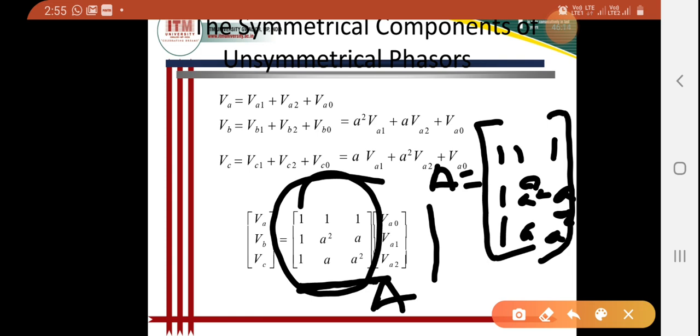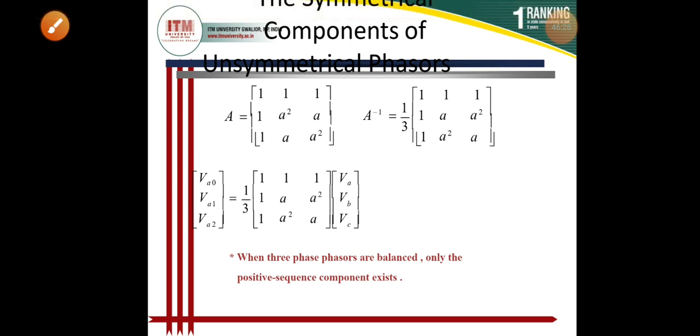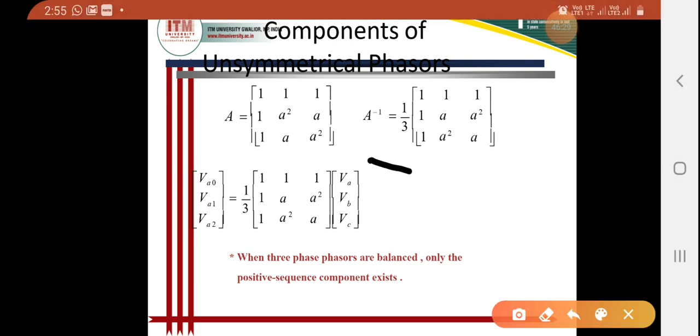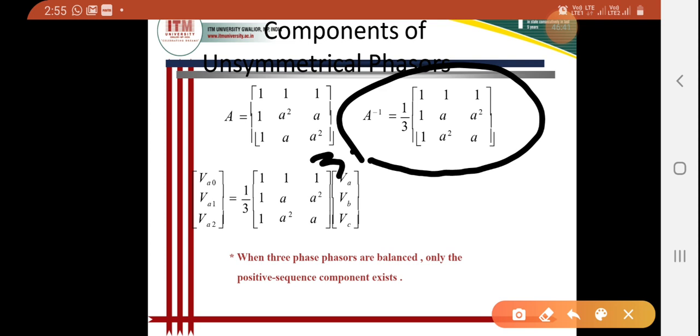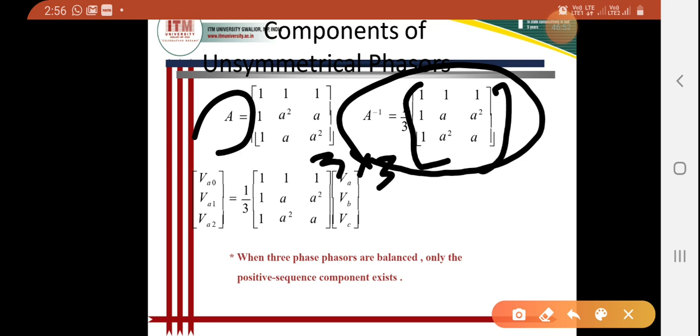If we are able to calculate the inverse of A, that is A inverse, then we can write A inverse as 1 by 3 times the matrix 1 1 1, 1 a a squared, 1 a squared a. In your mathematics you are able to calculate the inverse of a matrix; this is a 3 by 3 matrix, our A.